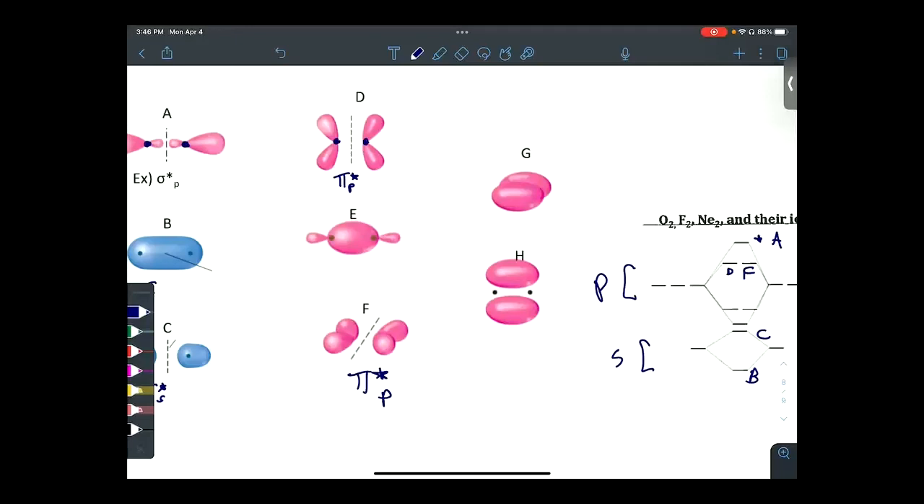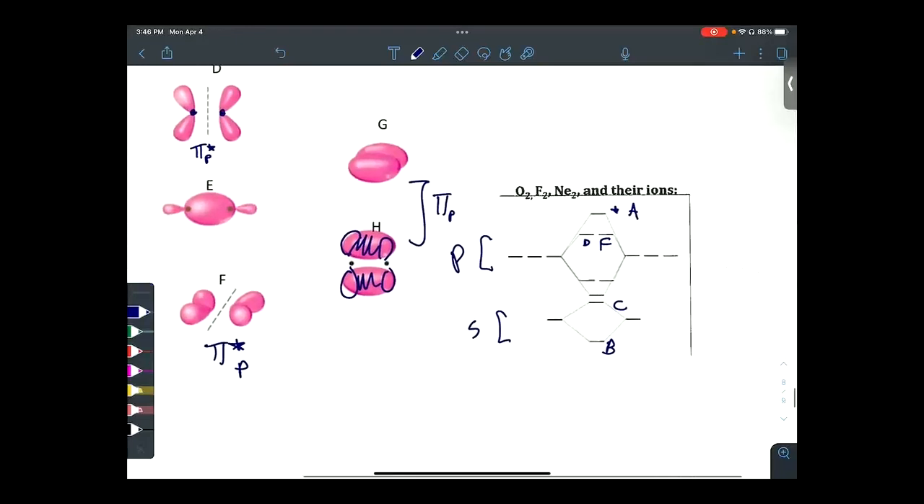H and G, yes. So if we look at D, we see it's like side-by-side overlap, but it's antibonding, so the electron density is away. But within G and H, do you see how it's still pi interactions, but this time they're trying to concentrate the electron density between the atoms. It just so happens to be above and below the internuclear axis, all right? So those two interactions on the side there are pi interactions. And they're the same energy, right? So these are our pi's, subscript P. So this is G and H right there.